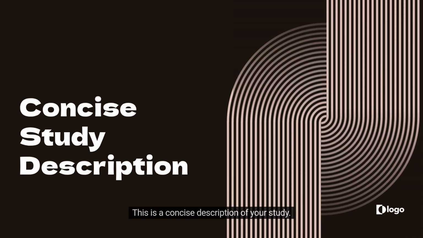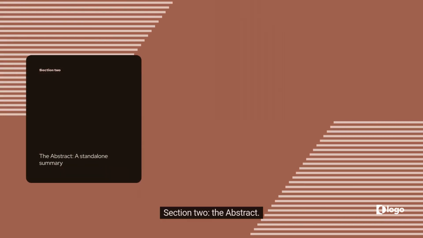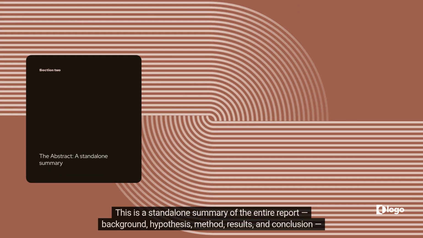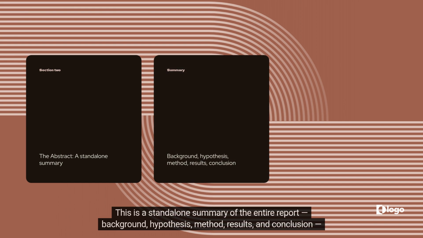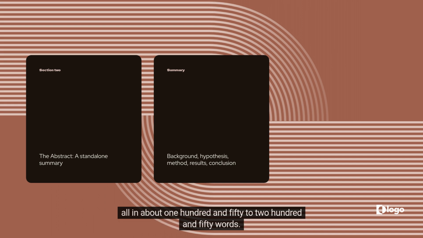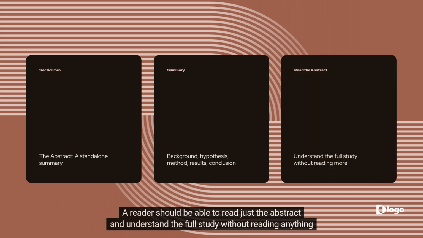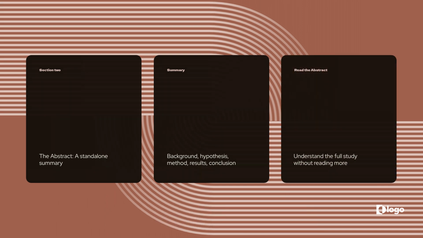Section 1, the title. This is a concise description of your study. Not a question, a statement. Around 10 to 15 words. It should tell the reader exactly what was studied and what the key variables were. Section 2, the abstract. This is a standalone summary of the entire report, background, hypothesis, method, results, and conclusion, all in about 150 to 250 words. A reader should be able to read just the abstract and understand the full study without reading anything else.